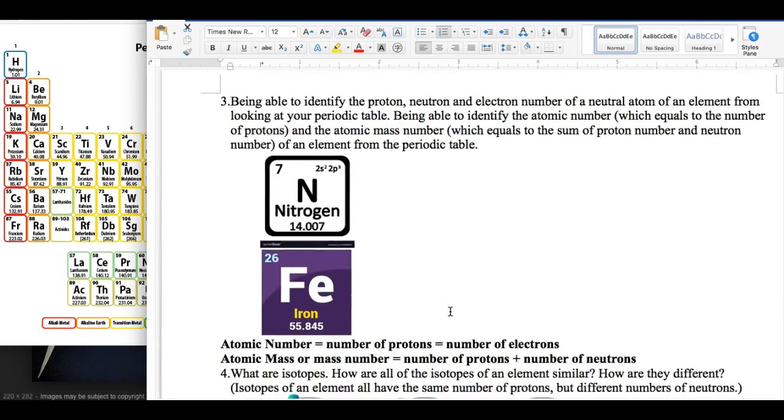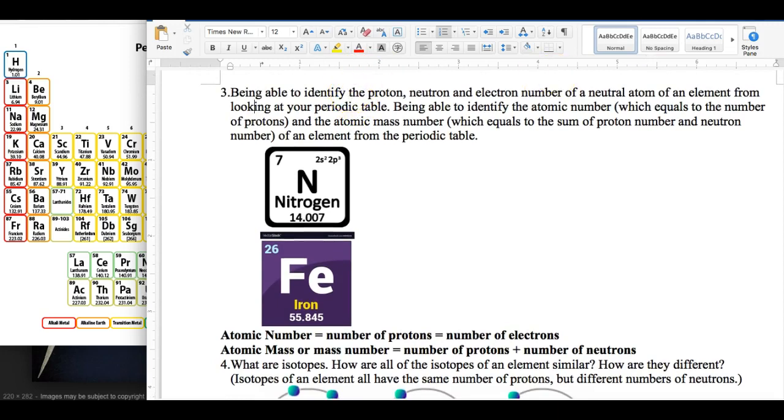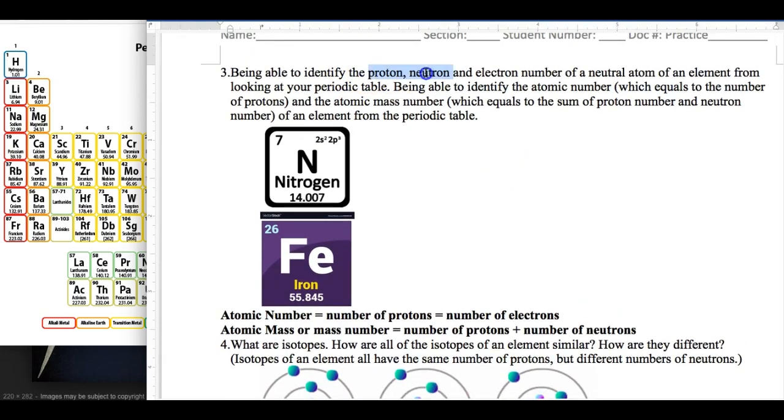So the next question is, you need to be able to identify the number of protons, neutrons, and electrons by looking at the periodic table. We had that on our quiz last week. If you didn't do too well, I'm going to make another video going over the questions on the quiz. So make sure you watch that other video so that you're as prepared as possible for Monday.